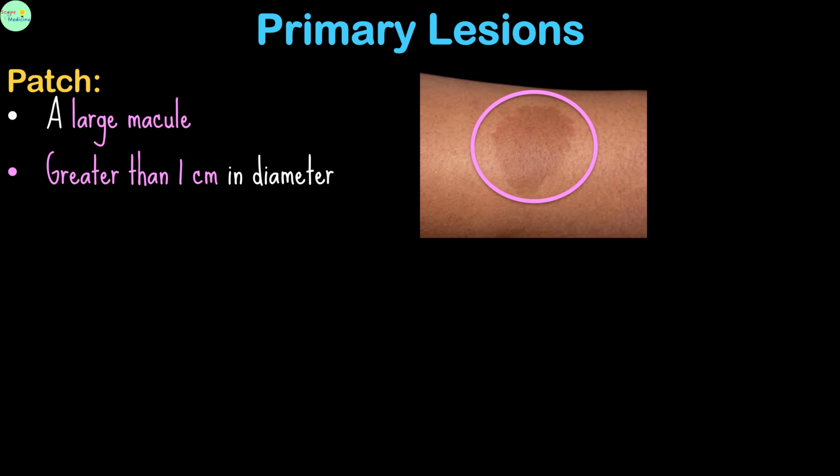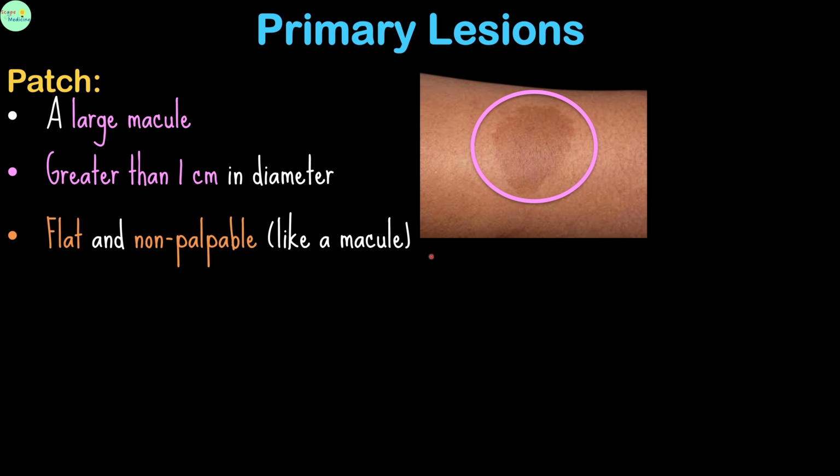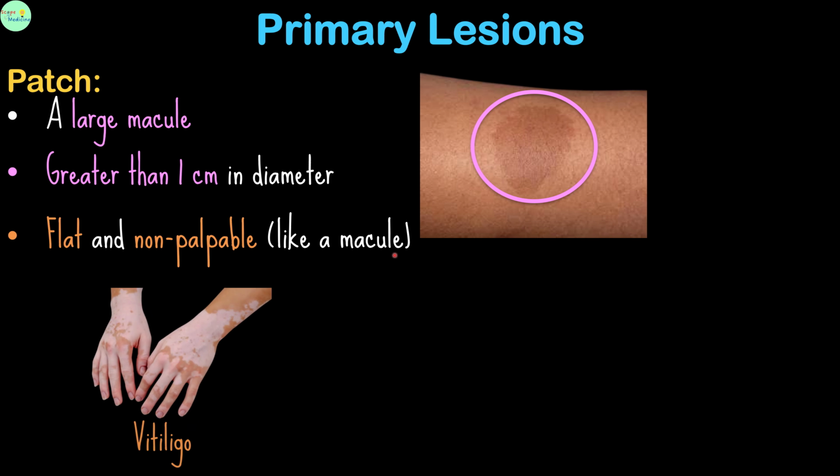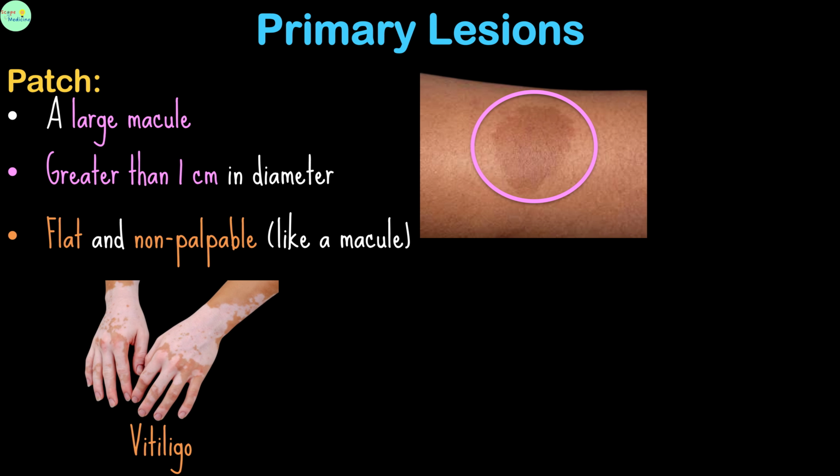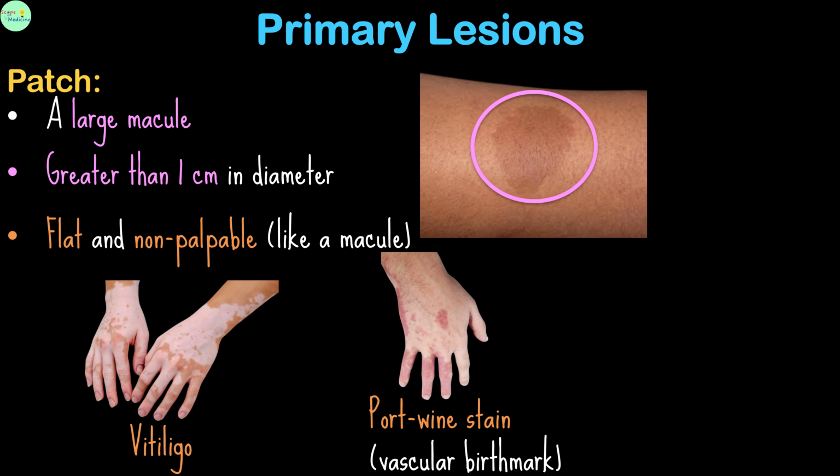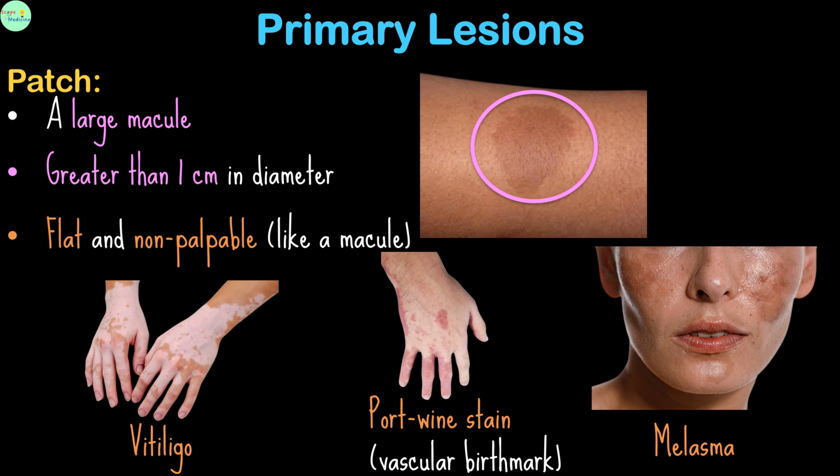A patch is essentially a large macule, greater than 1 centimeter in diameter. It is also flat and non-palpable. Examples include the depigmented areas of vitiligo, a port wine stain birthmark, and the hyperpigmented patches of melasma.